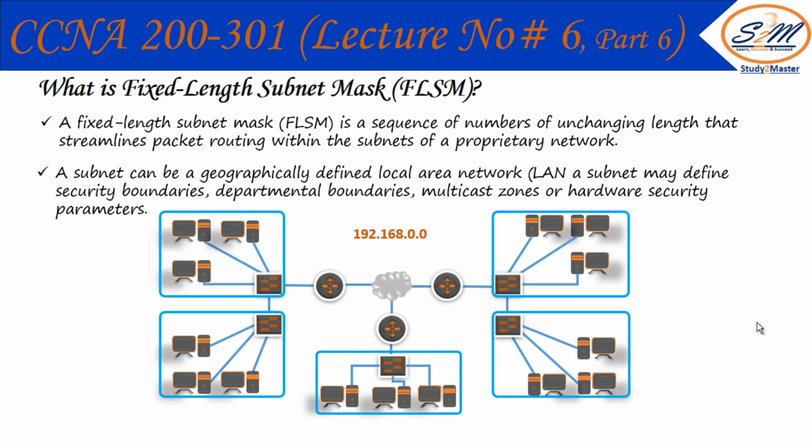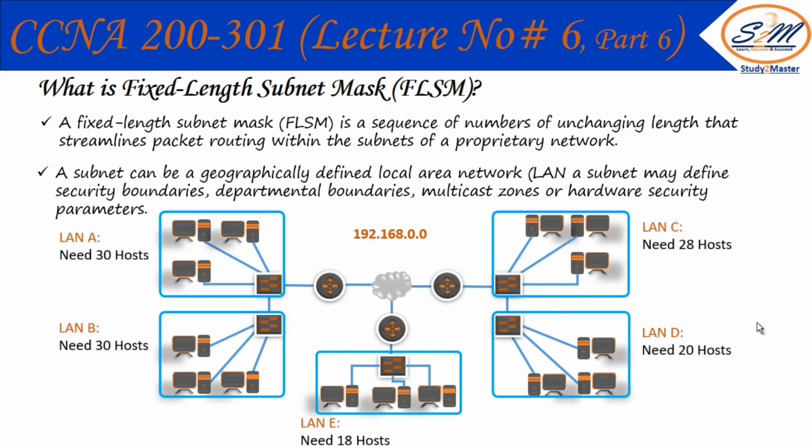So in this scenario, we have 5 VLANs or departments. Each department has its own IP. We have 5 LANs: LAN A, LAN B, LAN C, LAN D, and LAN E. Each has an IP address. LAN A needs 30 hosts, LAN B 30 hosts, LAN C 28 hosts, LAN D 20 hosts, and LAN E 18 hosts. So why do we say a fixed-length subnet mask?